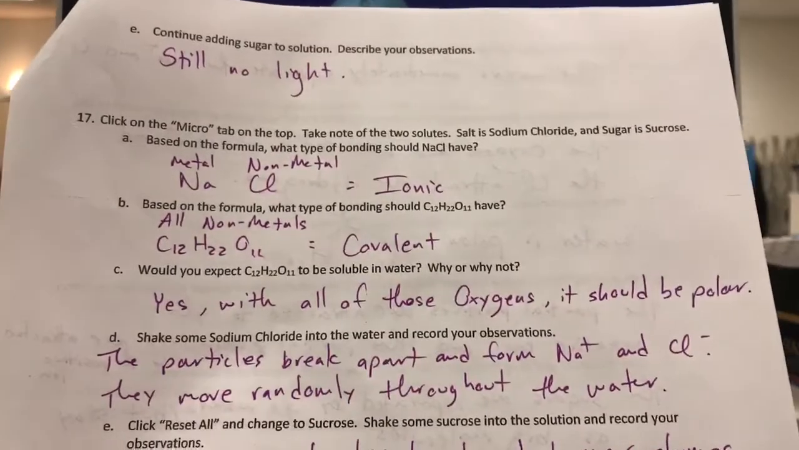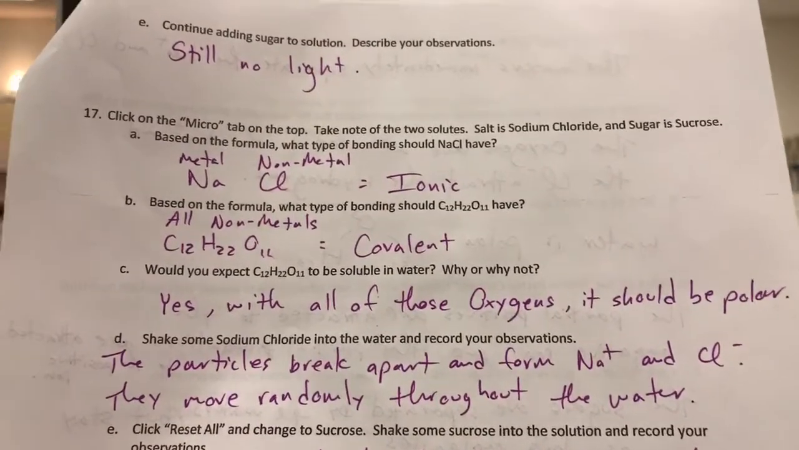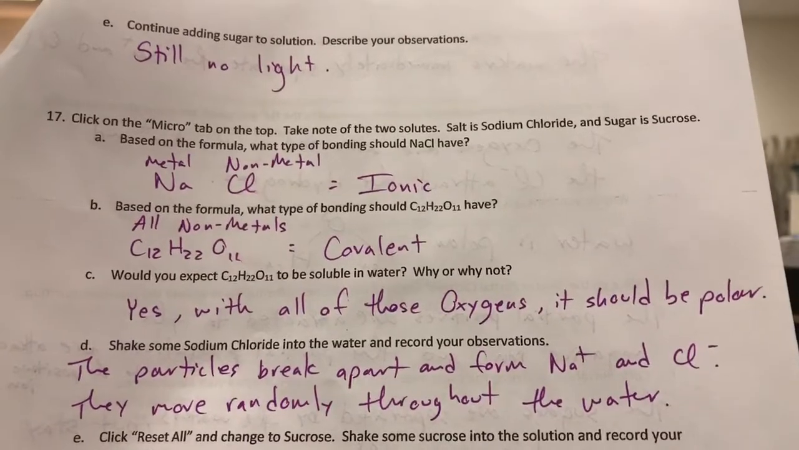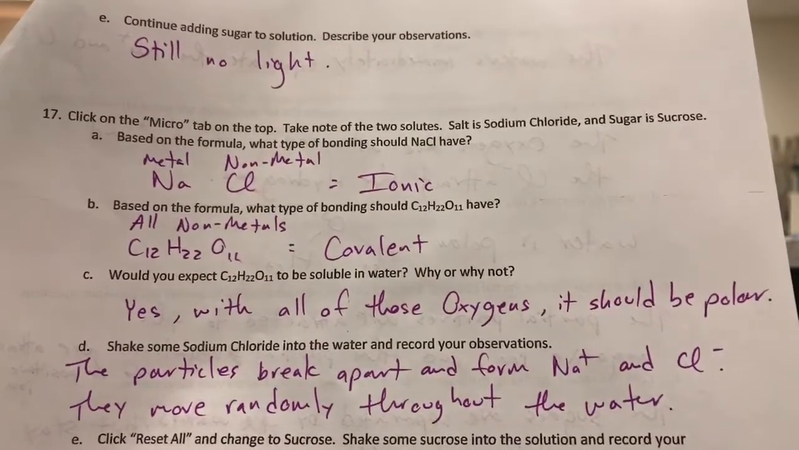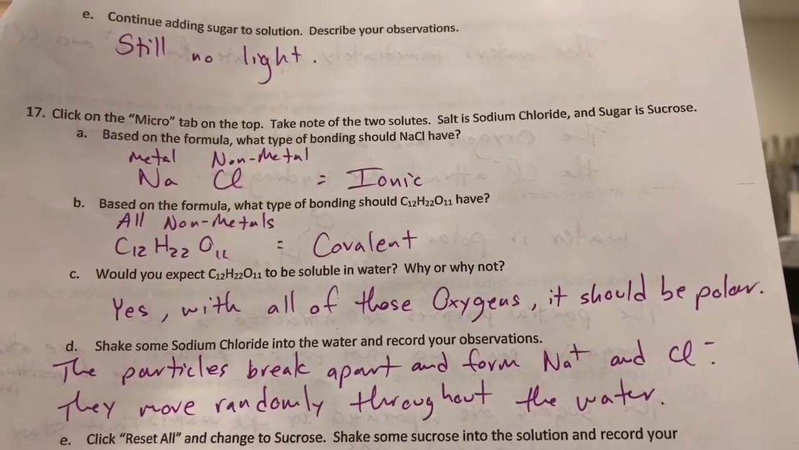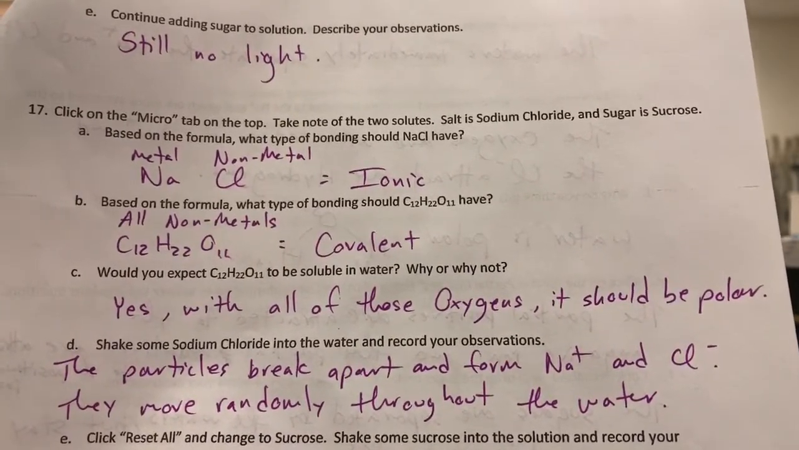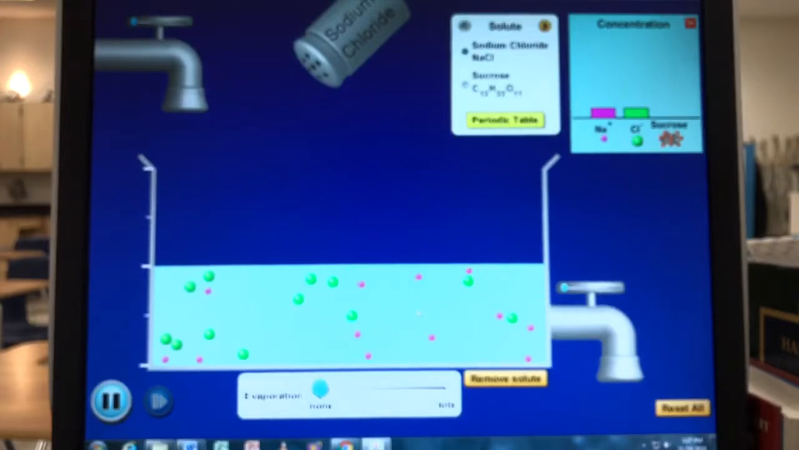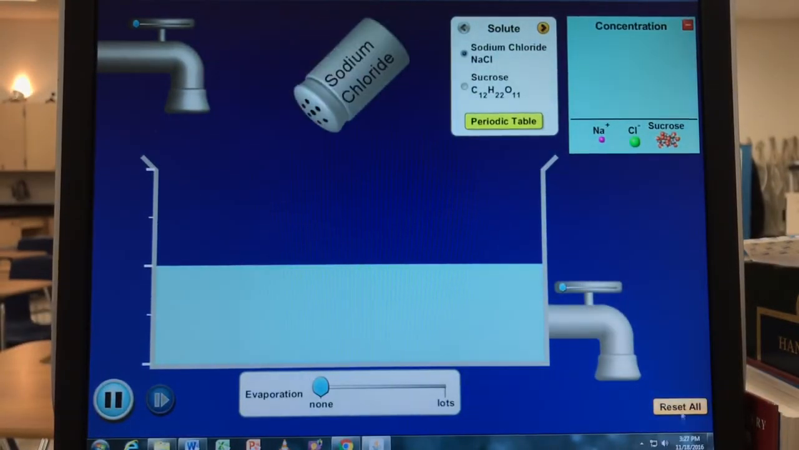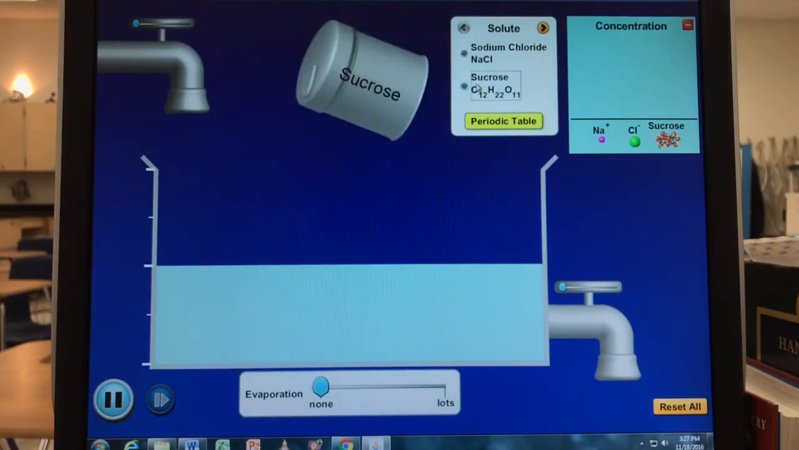For 17D, the particles break apart and form Na plus and Cl minus particles, or ions, within the water. They move randomly throughout the water. Okay, now we reset the whole thing. Reset. And we put some sucrose inside there. So we add sucrose, and let's see how that's different.